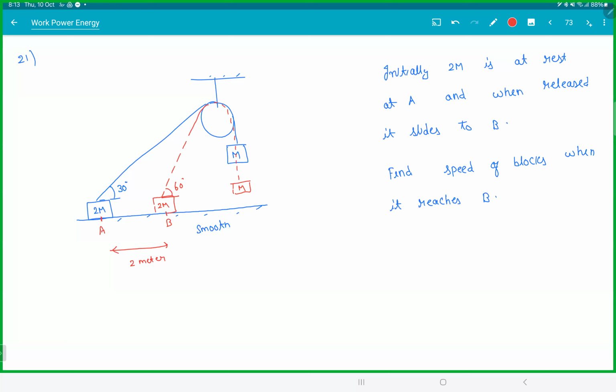Is the question clear? Initially 2m, m is there, initial angle is 30. When you lift it, because of that m there, this block starts sliding on the floor. It can't lift off because 2mg is greater than mg. So when it reaches 60 degrees here, this thing will have some speed and this will have speed downward. Find the speed of 2m and m.